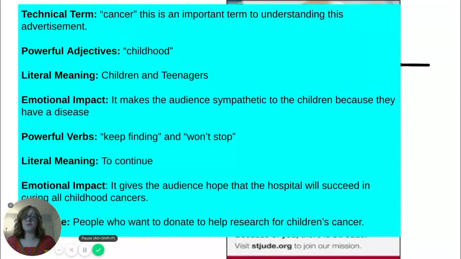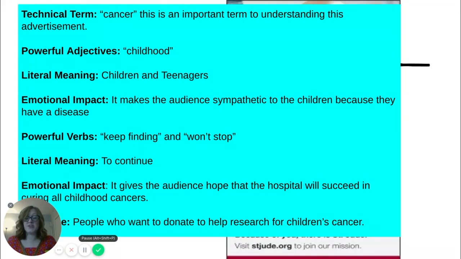An important technical term for understanding this advertisement is cancer. Cancer is a disease that kills many people around the world every day. A powerful adjective that you may have encountered is the word childhood. The word childhood describes the type of cancer that St. Jude's treats. Childhood also refers to children and teenagers. The emotional impact of this advertisement is that it makes the audience sympathetic, or feel sorry for the children, because they have this terrible disease.